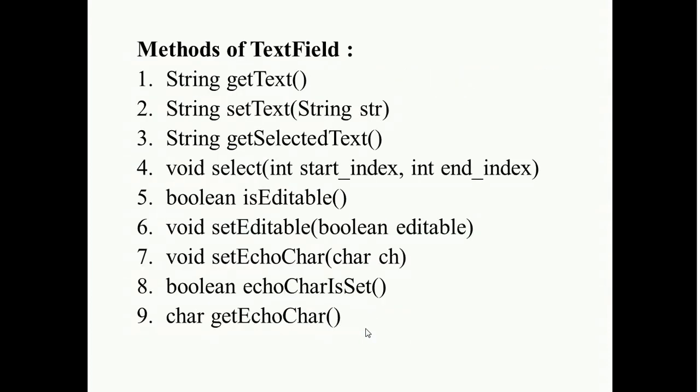Now next, see the methods of the text field. There are 9 methods of the text field. First one, get text. This method is used to return the text currently present in the text field.